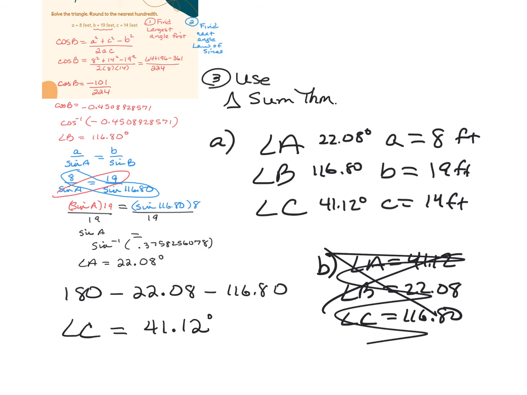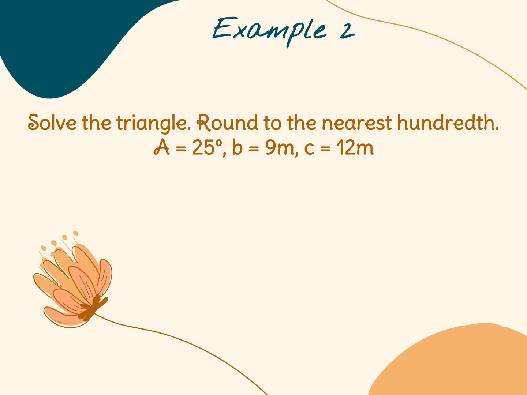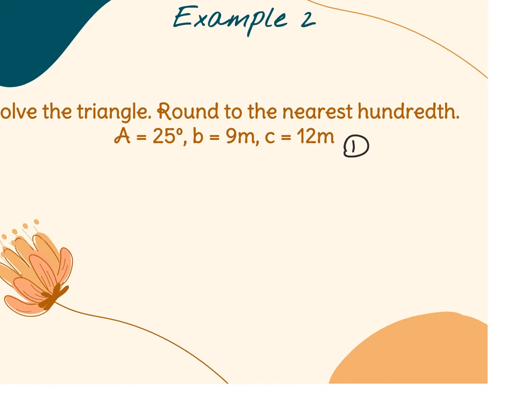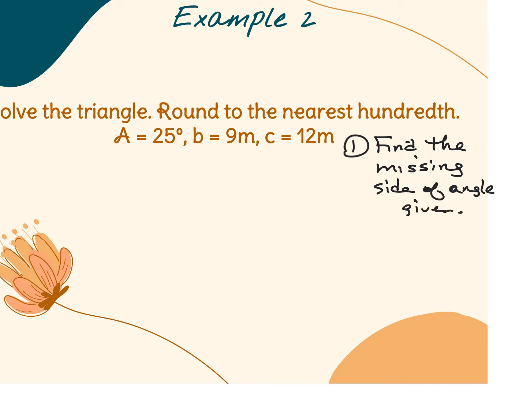All right, let's try example 2. Example 2 is a side, angle, side example. So for this one, I'm going to use the standard form. My first step is going to be to find the missing side, and I've only got one, and it's going to be the side that is opposite the angle that's given. So we're finding the missing side of the angle that's given. And again, if you also notice, you already have 2 of the sides, so by default, it's side A.